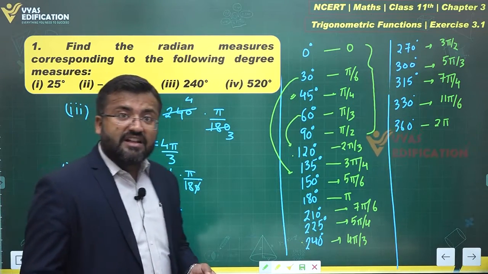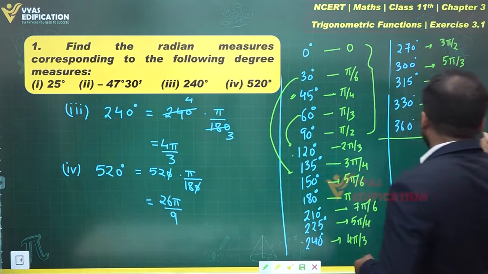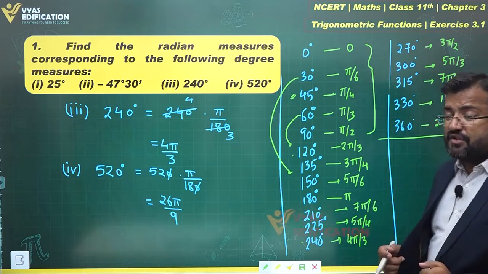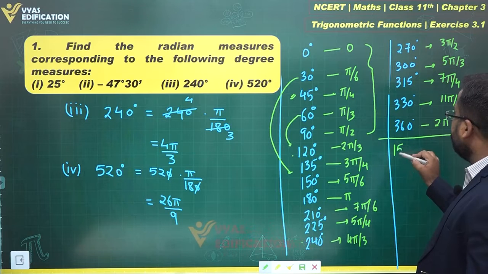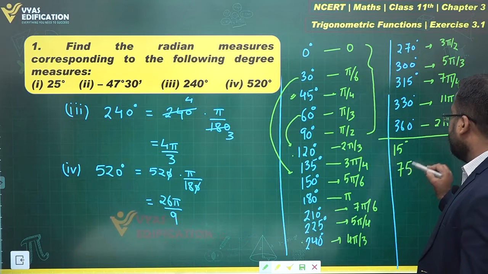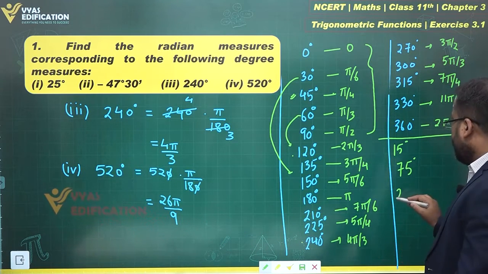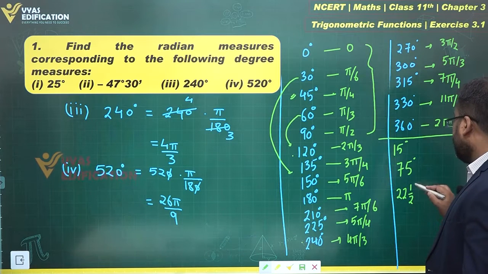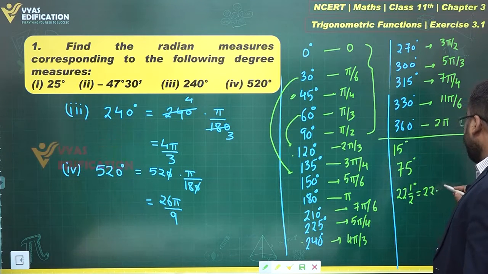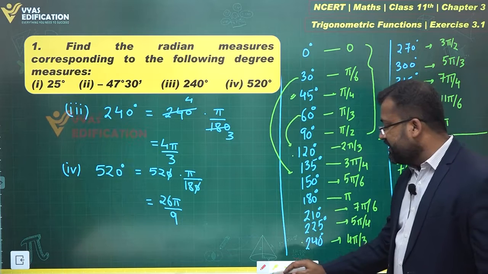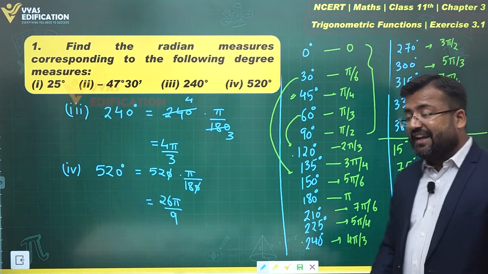A few more angles remain, yes. What are a few more angles? Let me write a few more angles in terms of degrees and radians. 15 degree, 75 degree. These are some angles. 22.5 degree. Now, what are these measures in terms of radians?